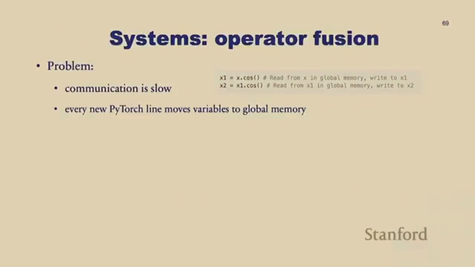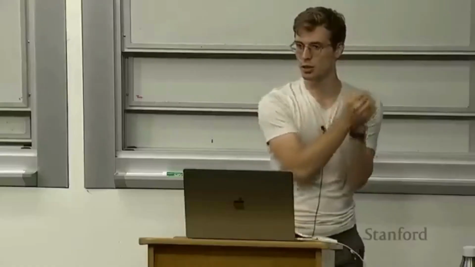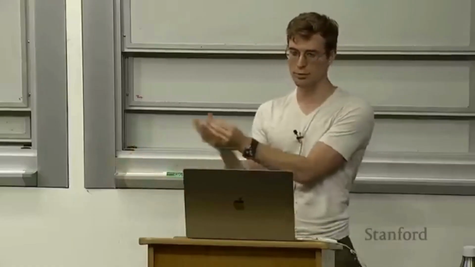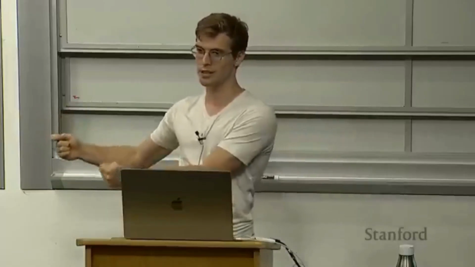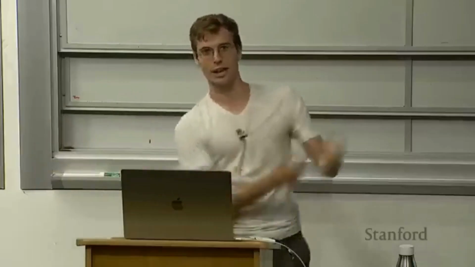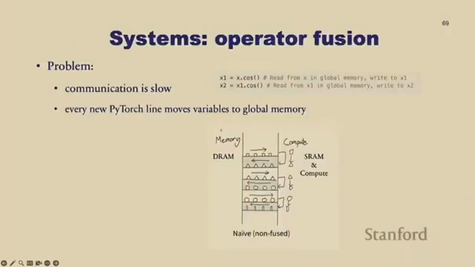x1 = x.cos(), and then you do x1.cos(), what is happening behind the scenes is that you take the x, which is data, you ship it to the actual processors of your GPU, you apply the cosine, you ship it back to the main memory of your GPU, and then you see the next line, you ship it back to the GPU processor, you apply another cosine, and you ship it back again. Another way to see that is that you go from your DRAM, which is the global memory in your GPU, you ship it to compute, and you ship it back for every line. This is a naive way of doing it.